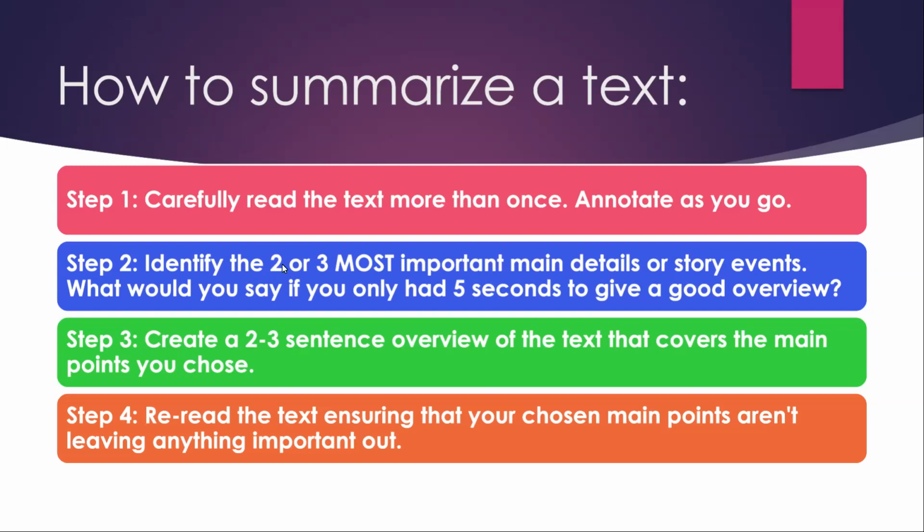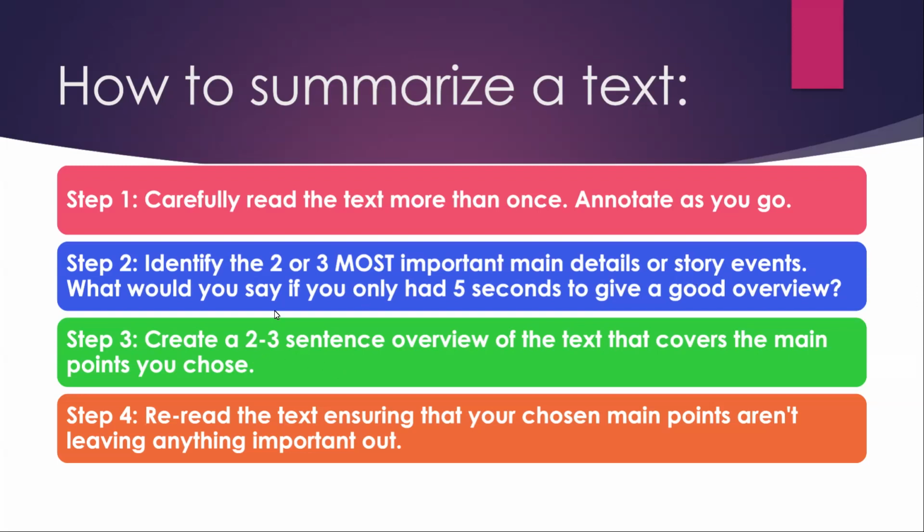Then identify just 2 or 3, depending on the length of the text, the most important main details or story events. You would have to say the most important things. If you only had 5 seconds to talk about this text, what would you include in those 5 seconds? The most important things. There's a lot of supporting details and supporting events, but you've got to be able to distinguish the main details and main events from the supporting details and events, right?